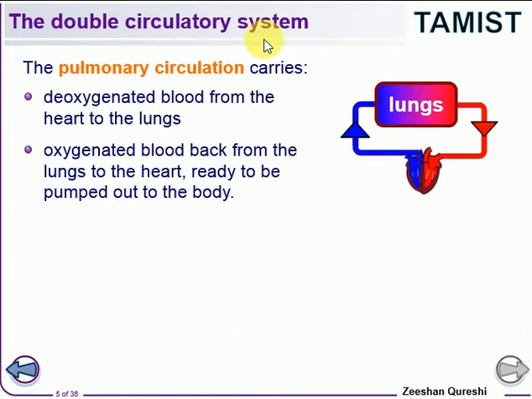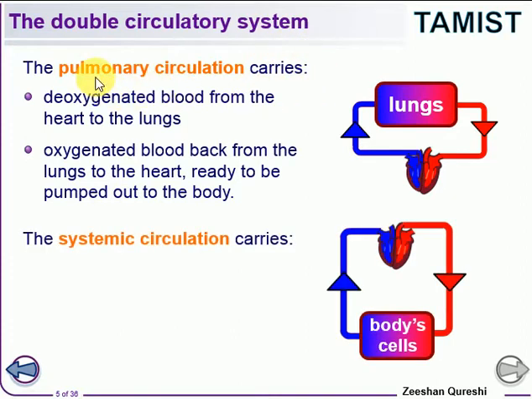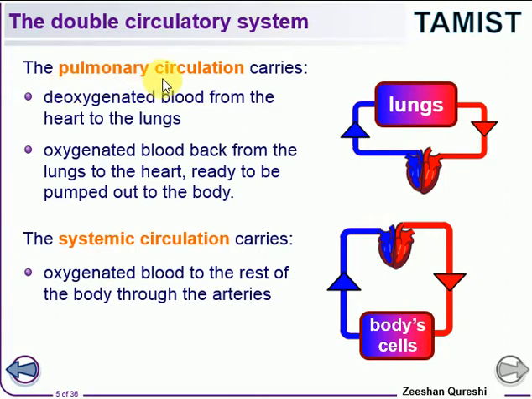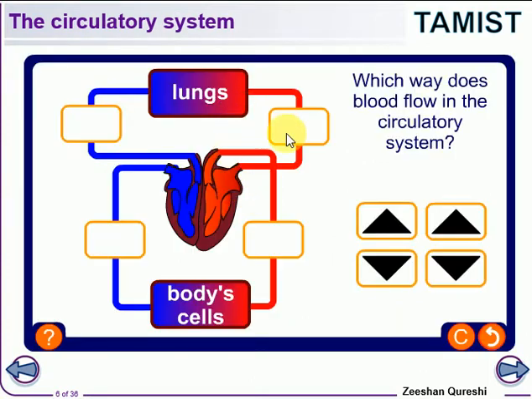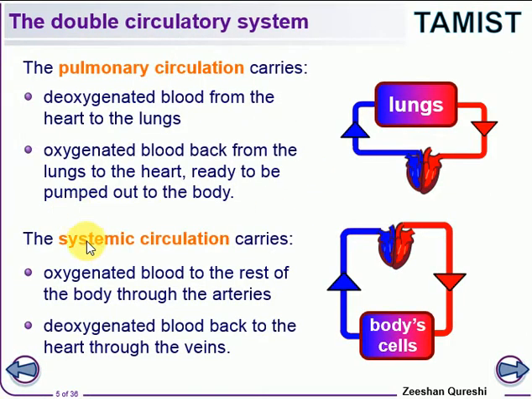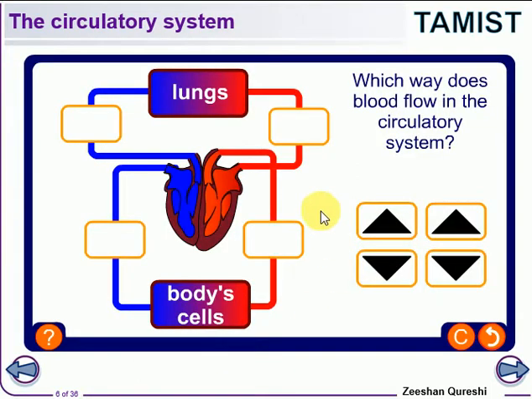The double circulatory system consists of two circulations, the pulmonary circulation and the systemic circulation. The pulmonary circulation carries the deoxygenated blood from the heart to the lungs. Pulmonary circulation also carries the oxygenated blood back from the lungs to the heart. It is ready to be pumped out to the body. The systemic circulation carries the oxygenated blood to the rest of the body through the arteries, and the deoxygenated blood back to the heart through the veins.